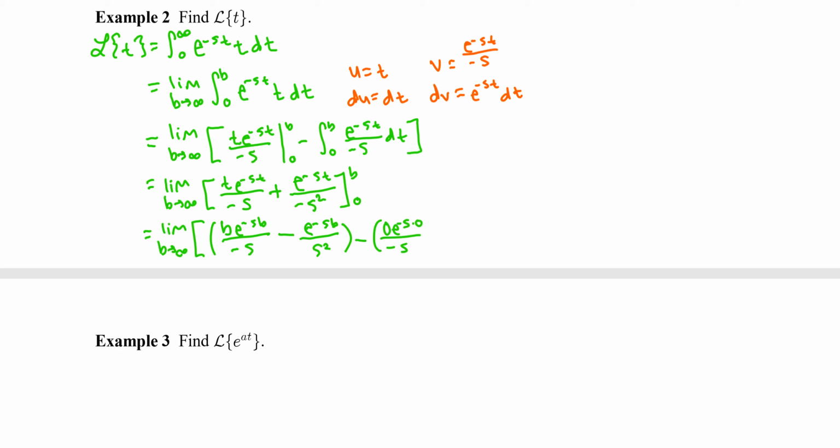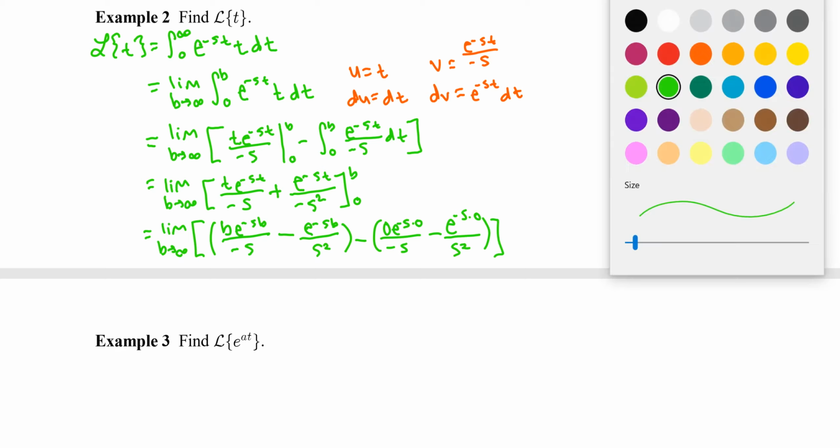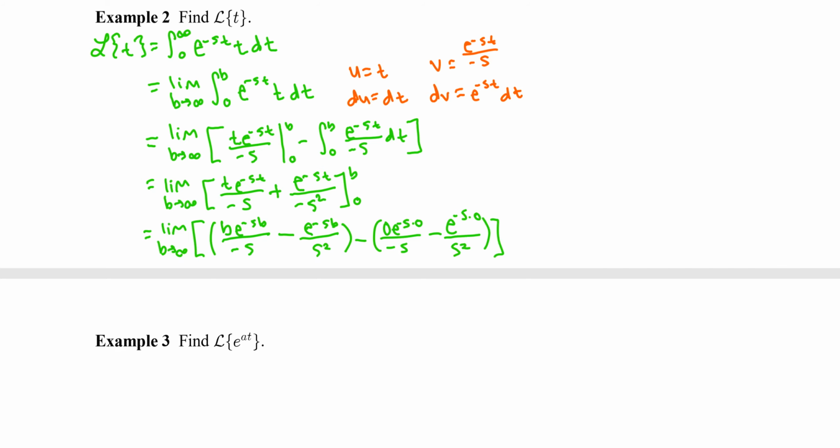Plugging in our lower limit, 0, we're going to have 0 e to the negative s times 0 over negative s. And again, still plugging in 0, e to the negative s times 0 over s squared. Okay, let's see what we can simplify at this point. Let's do the easy ones first. I'm looking at this guy right here. 0 times anything is 0.